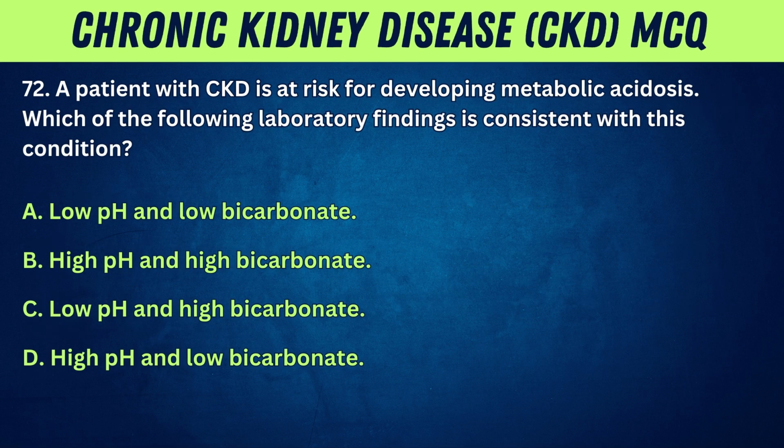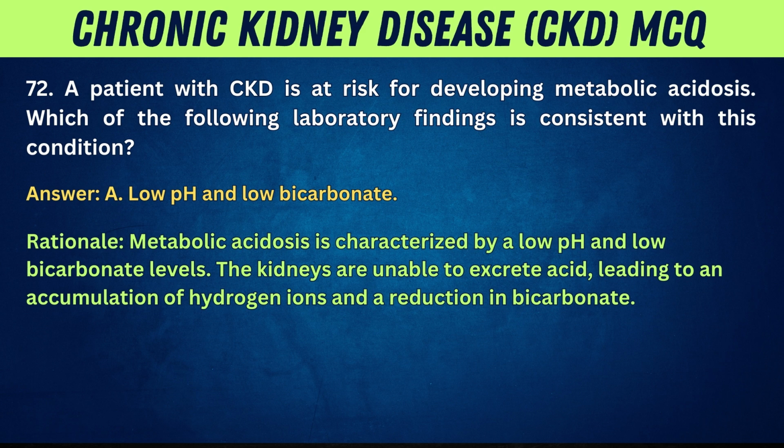72. A patient with CKD is at risk for developing metabolic acidosis. Which of the following laboratory findings is consistent with this condition? A. Low pH and low bicarbonate. B. High pH and high bicarbonate. C. Low pH and high bicarbonate. D. High pH and low bicarbonate. Answer: A. Low pH and low bicarbonate.